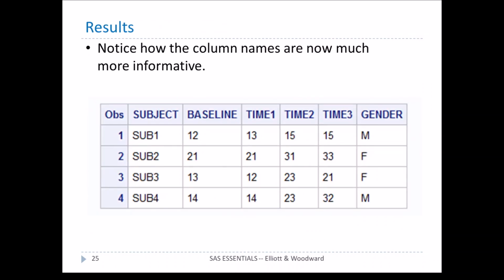All right, now the data set is looking much better. We have a column named subject, and then baseline, time1, time2, time3, and then gender. So we've gotten this data set into a way that it looks nice. We can do a report and do an analysis on it.